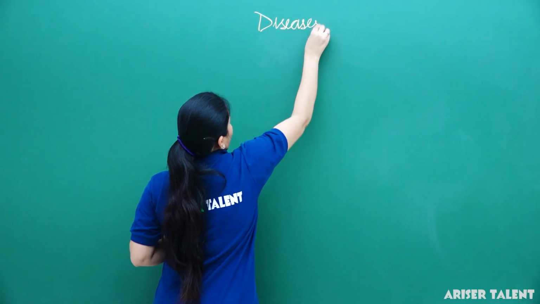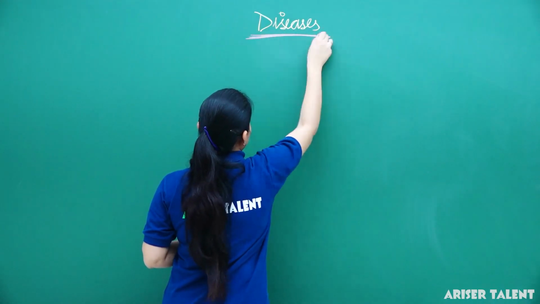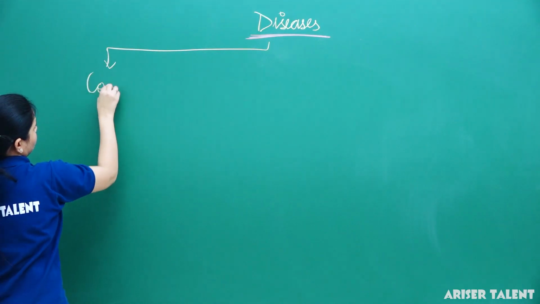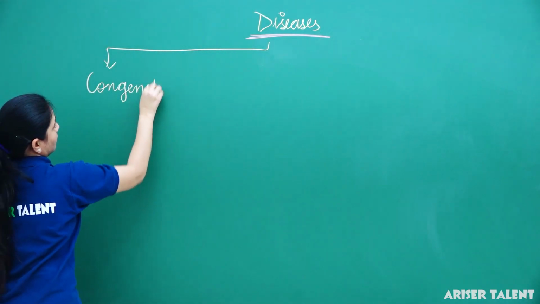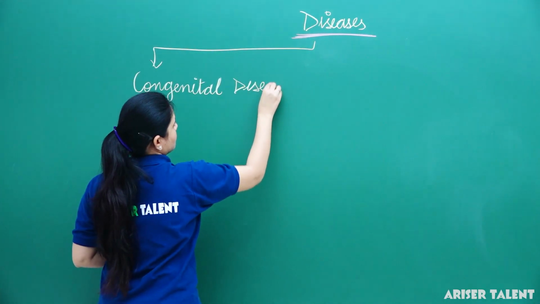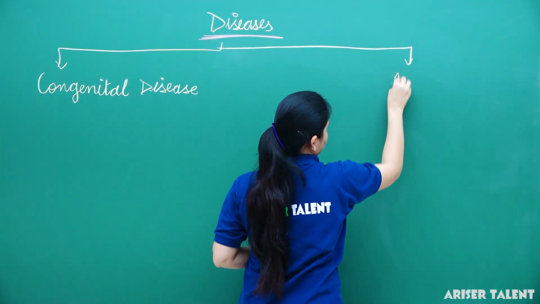Diseases are categorized into two parts: congenital diseases or acquired diseases.